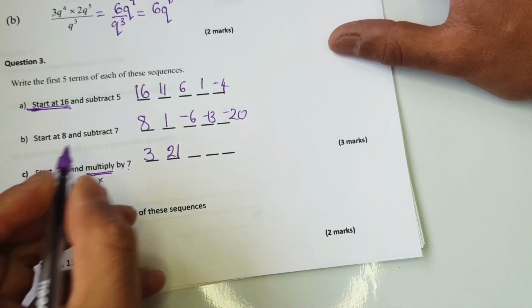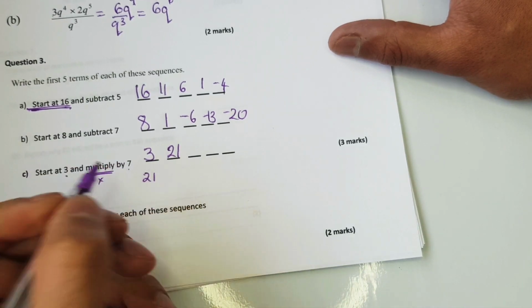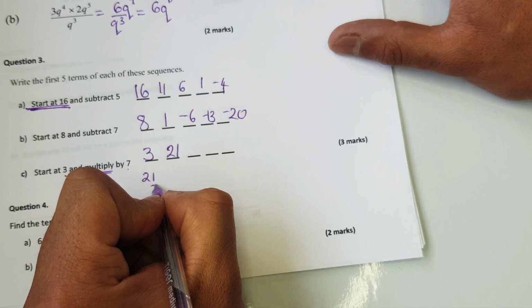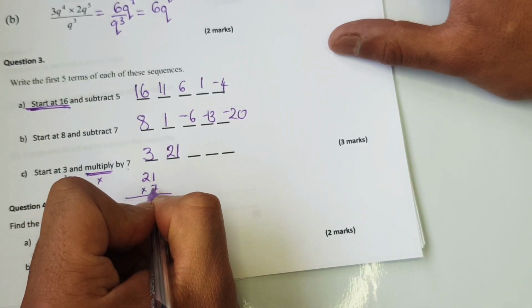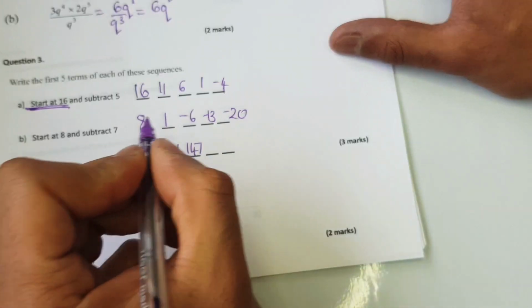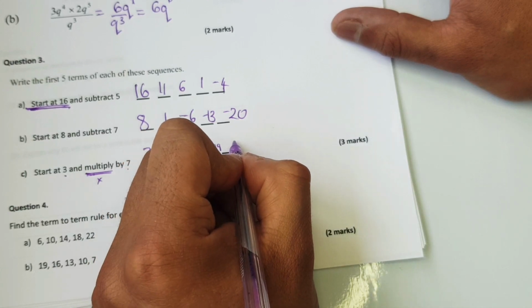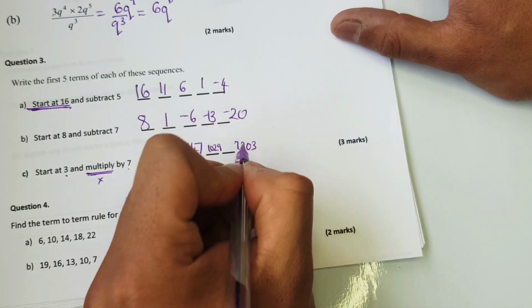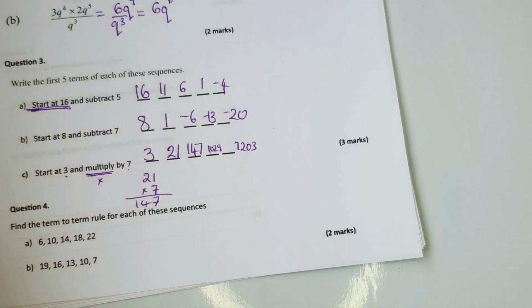Now if you can't do that, remember you go back to one of the tools that you should have, which is either column multiplication or grid multiplication. Multiply on the side. 1 times 7 is 7, 2 times 7 is 14, 147, and so on. So each time you're timesing by 7. This one will be 1029, and 7203. 3 marks for all of that.